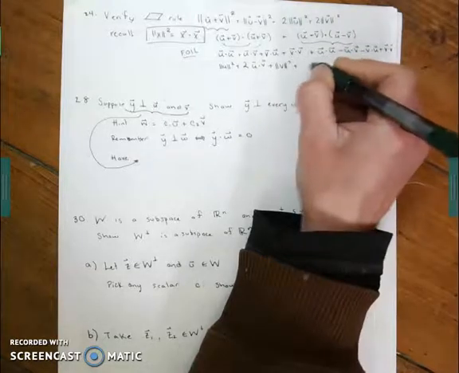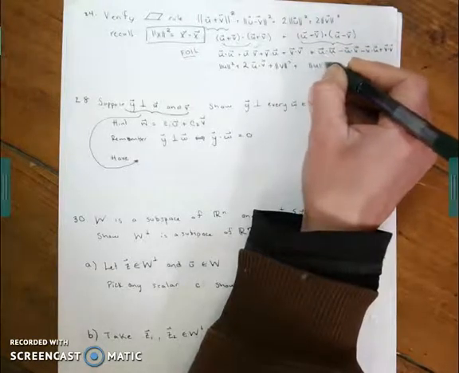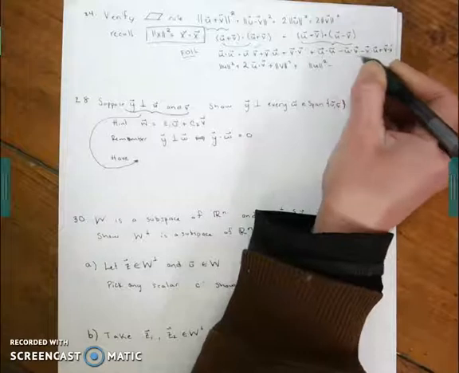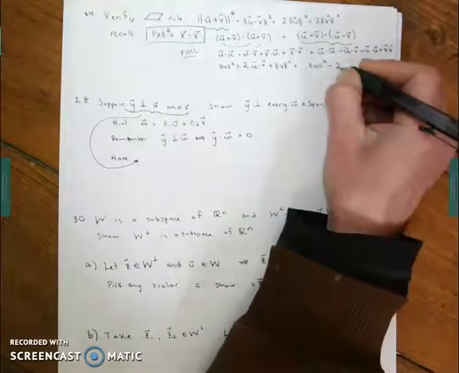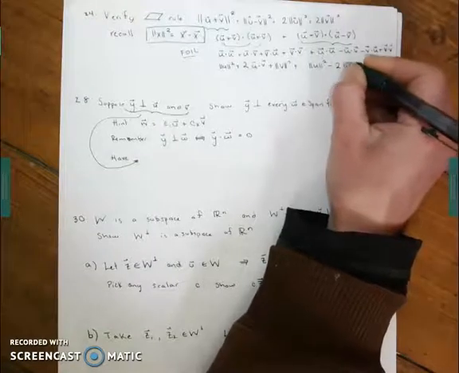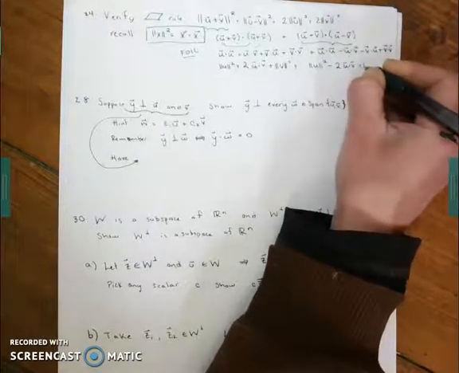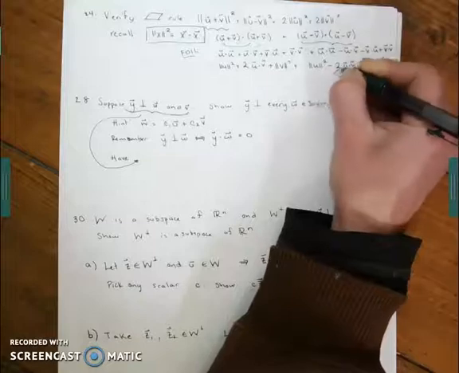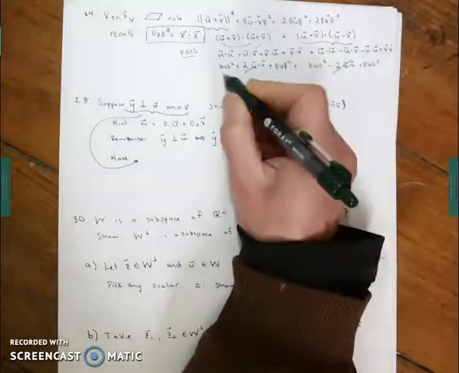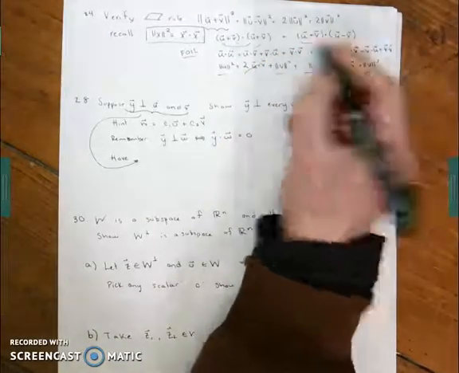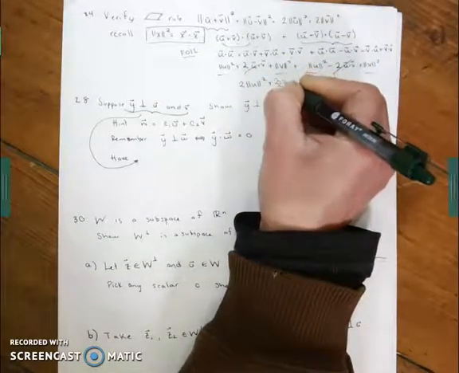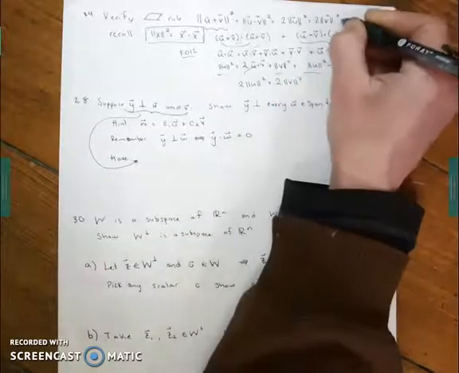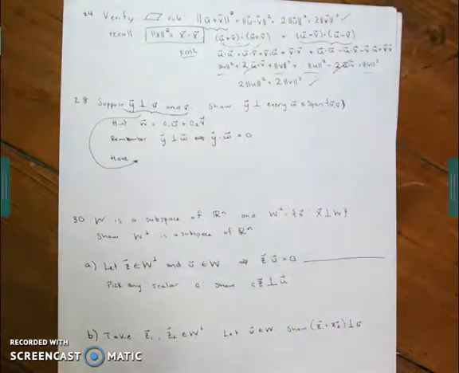Now looking here, u dot u is the norm of u squared. U dot v and v dot u are both negative. This is going to give us negative 2 u dot v plus the norm of v squared. This term cancels with this one. Combining like terms, we end up with 2 norm of u squared plus 2 norm of v squared, which is what we wanted.